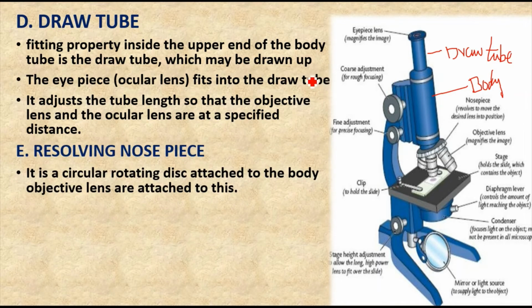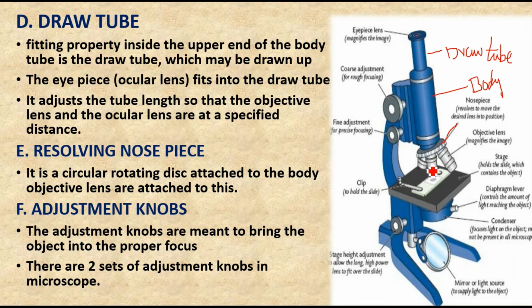Then the next one is the resolving nose piece. So here you can see this is the resolving nose piece. It is a circular rotating disc attached to the body. Objective lenses are attached to this, and it is useful to change the objectives, at whatever power we want the microscope.